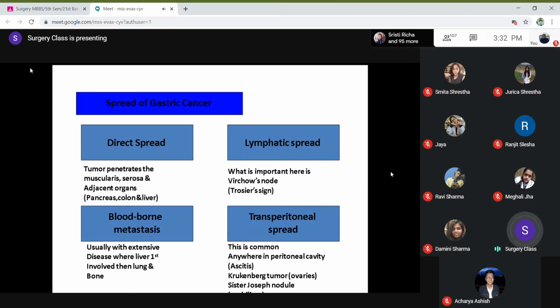Okay, so the lymphatic spread. The Virchow's lymph node, that is also known as Troisier sign. Okay, Troisier sign.